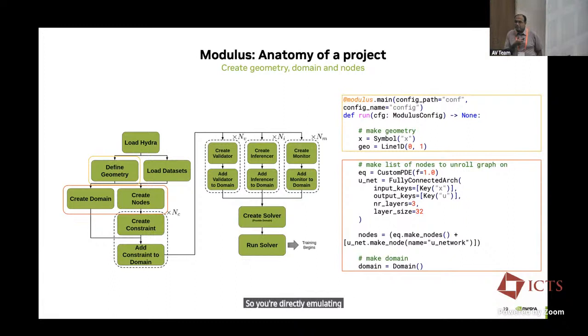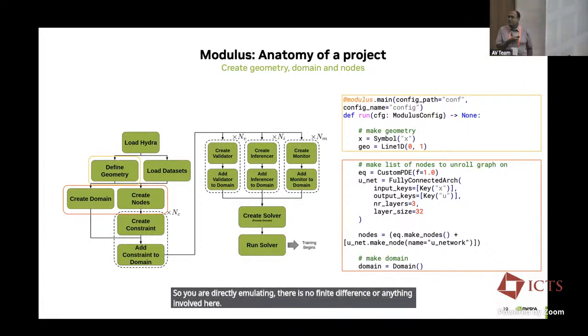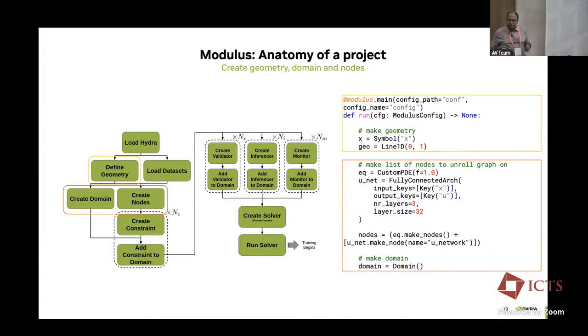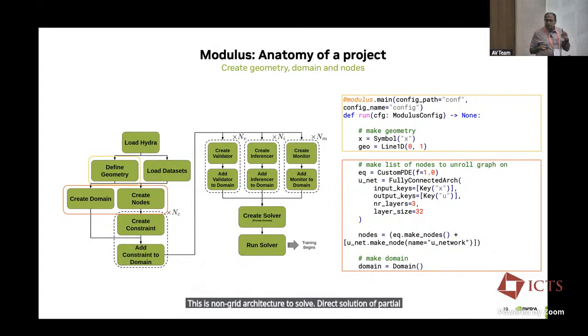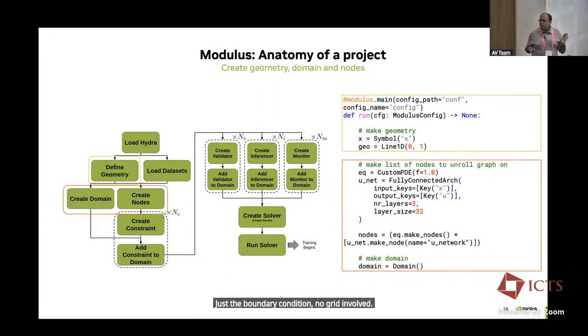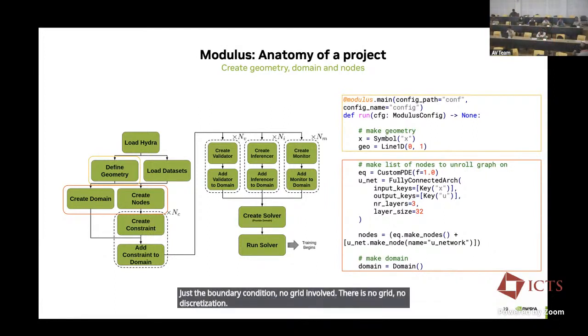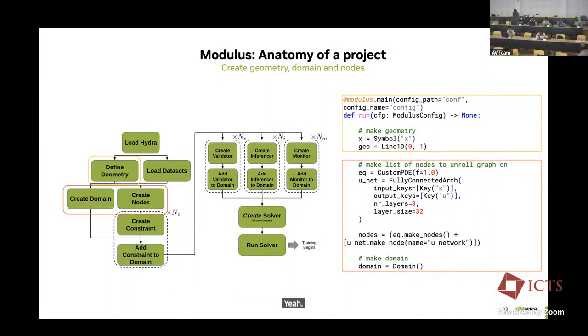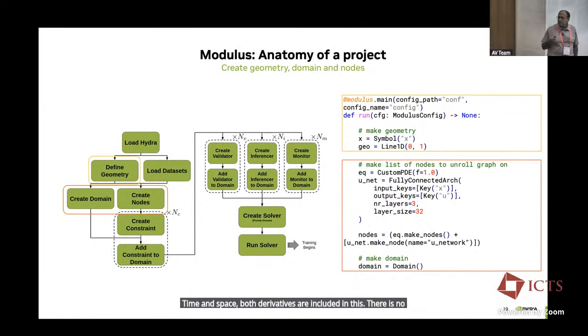There is no finite difference or anything involved here. This is a non-grid architecture to solve. Direct solution of a partial differential equation, just the boundary condition, no grid involved. There is no grid, no discretization. Time and space, both derivatives are included in this. There is no discretization.